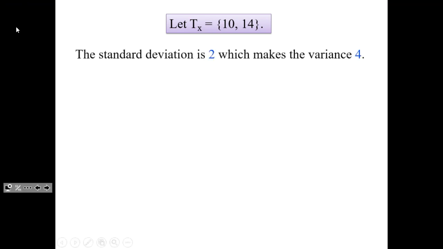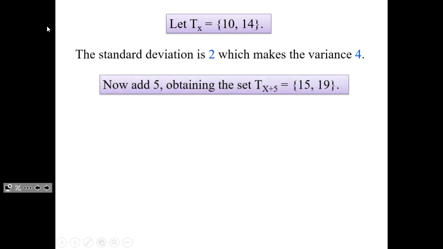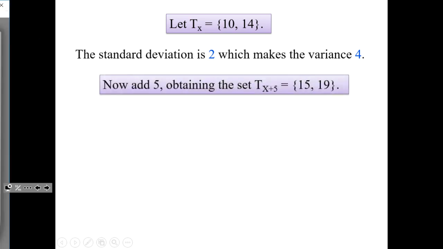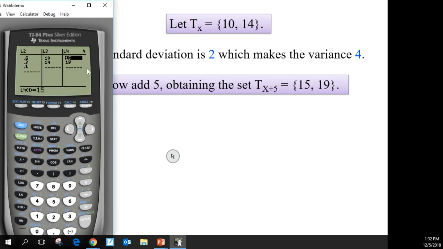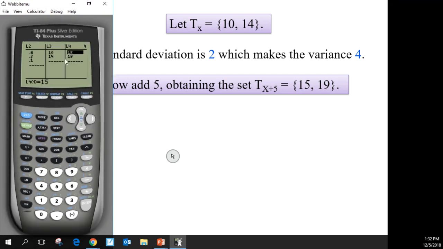And that's what we found. Standard deviation is 2, variance is 4. Now let's add 5 to everything. I'll bring a calculator back over. I'm going to edit. And if we look inside of L4, we've got that. I've added 5 to each value, so it's now 15 and 19.